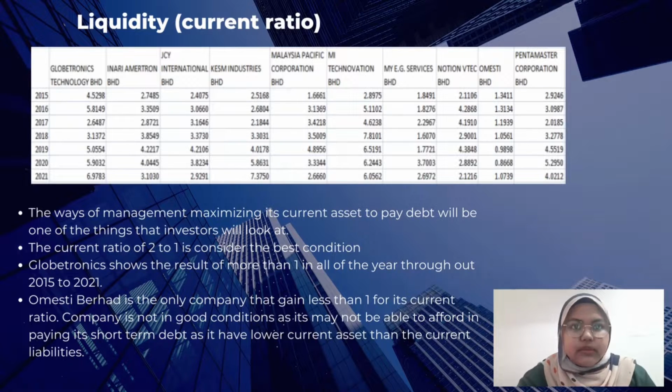Globetronic shows a result of more than 1 in all the years from 2015 to 2021. Hong Seng Berhad is the only company that gets less than 1 for its current ratio. For this, we can say that the company is not in good condition and may not be able to afford paying its short-term debt, as it has lower current assets than current liabilities.